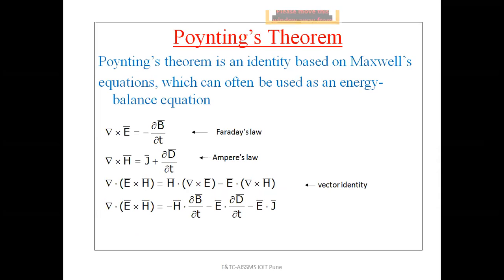Now the Poynting theorem is an identity based on Maxwell equations, which can often be used as an energy balance equation. Here Faraday's equation is del cross E is equal to minus partial B by partial t. Ampere's law is del cross H is equal to J plus partial D by partial t, and the vector identity is del dot E cross H is equal to H dot del cross E minus E dot del cross H, and del dot E cross H is equal to minus H dot partial B by partial t minus E dot partial D by partial t minus E dot J.